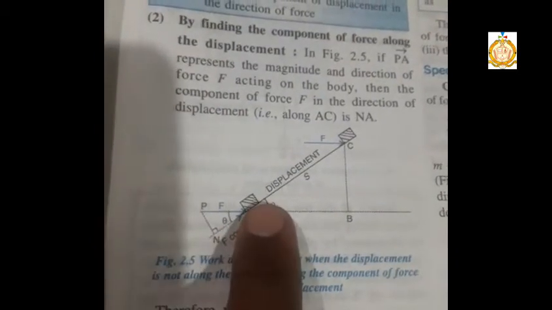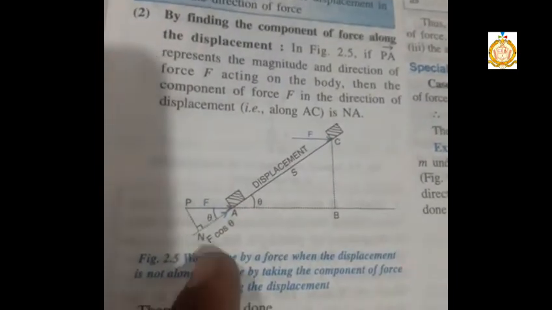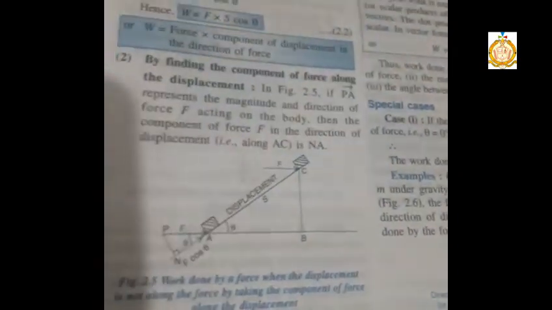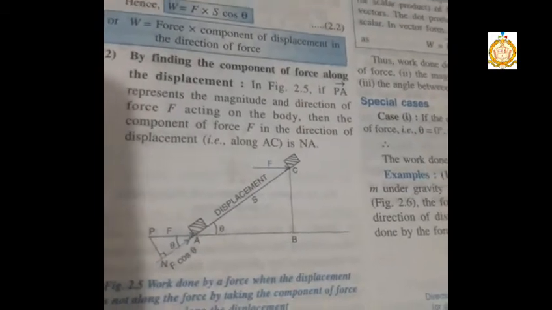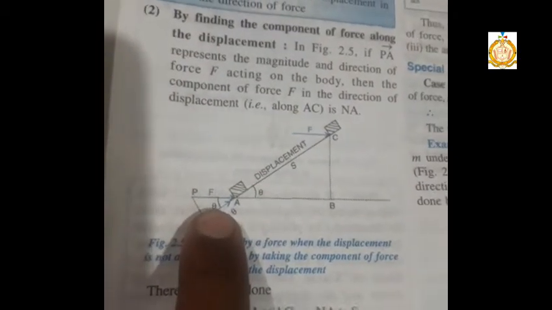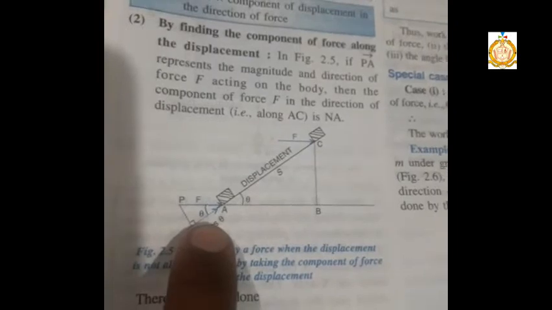Then if the body is moving from this point to this, but the force is at this angle, in the forward downward direction, the force is applied in the downward direction while the body goes upward, then we can use the component of force, because now cos theta is applied with the force, in the direction of the force.